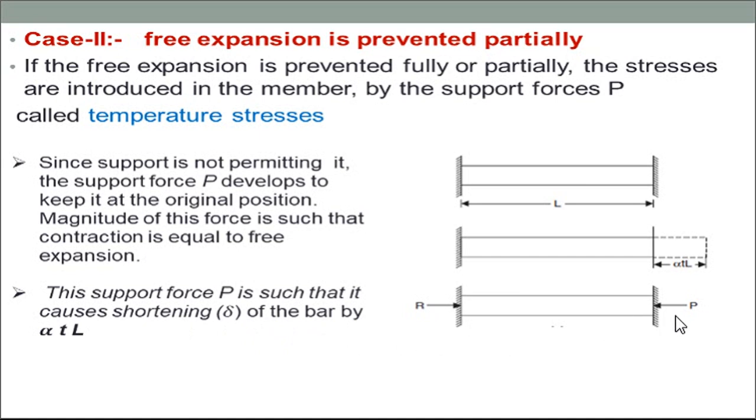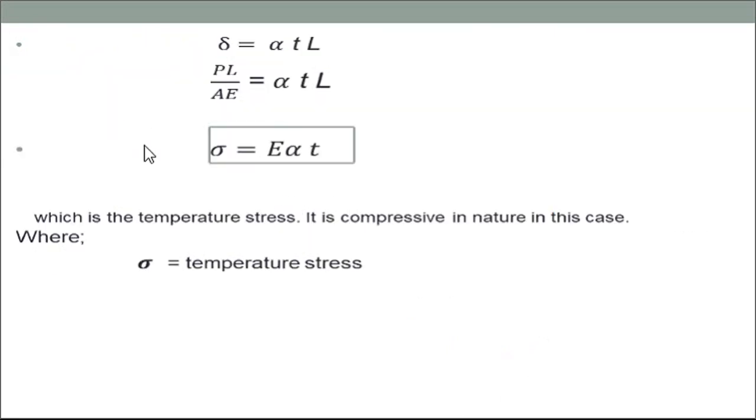That's why the bar will contract, or there is a shortening, the change in the length of the bar, so that it is equal to alpha TL. So because of the compressive nature, the forces are acting onto this particular bar. So if you want to find out the support reactions that exist at the two ends, we have this relation: delta is equal to alpha TL.